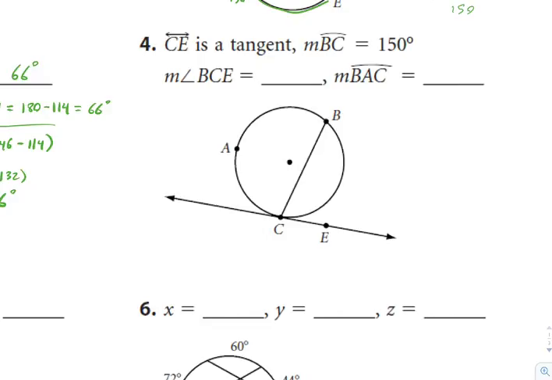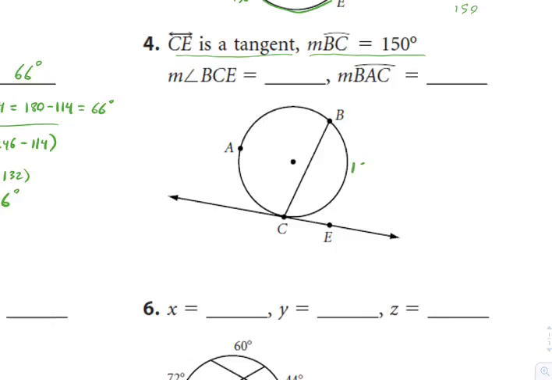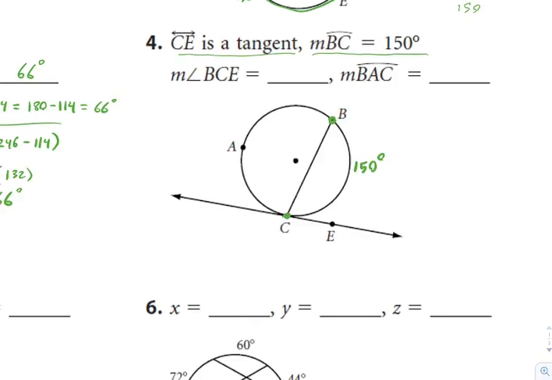So looking at number 4, it doesn't appear to give us anything in the problem. So reading up here, CE is a tangent. Oh, that's good to know. And arc BC is 150 degrees. Great. BC referring obviously to the minor arc between these two. So right away, the rest of that then must be 360 minus that. So 210 is the rest of the circle.